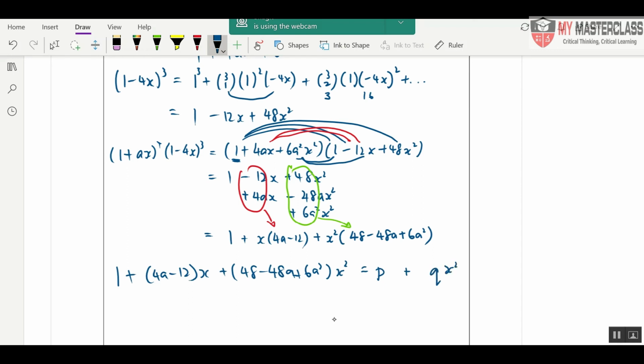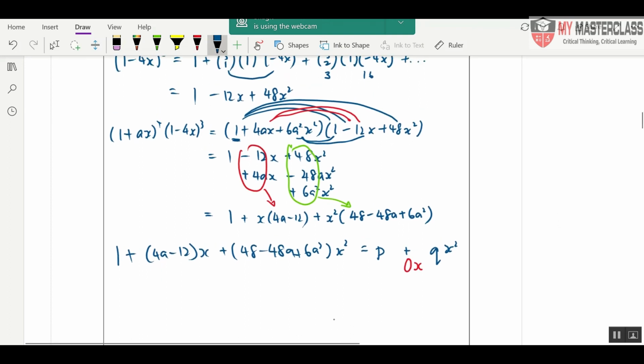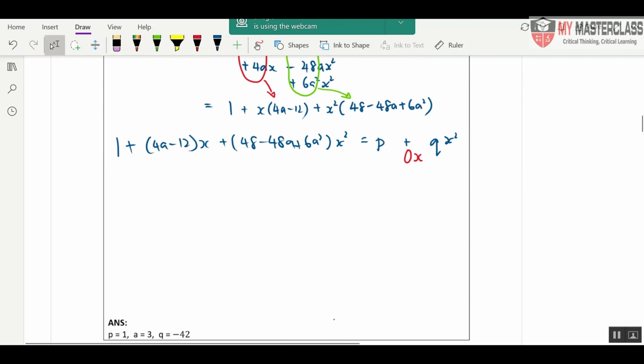Now something is missing. Alright, you look at the right side. What is missing? Why does the right side have no component of x? Because the coefficient of x is actually 0. Okay? So firstly, let's compare the constant. And constants, what are constants? Constants are those numbers that don't have x, which means the left-hand side is 1, the right side is p. So therefore p equals 1.